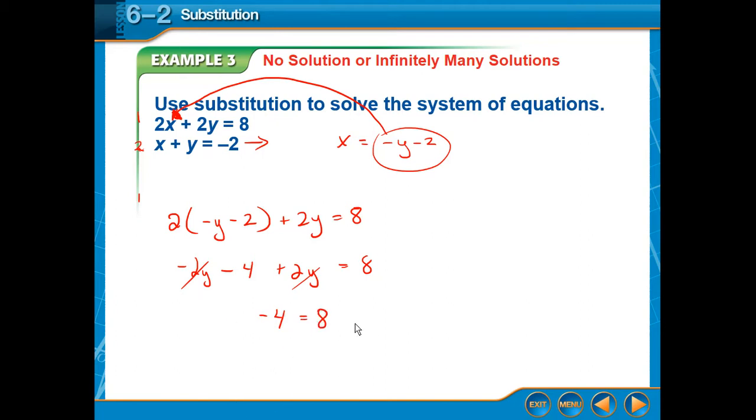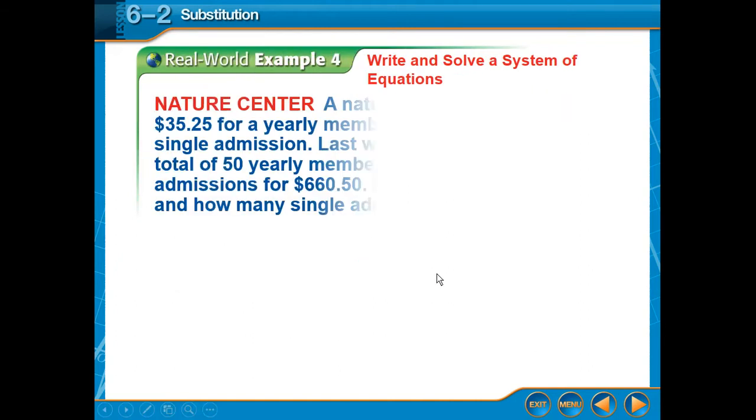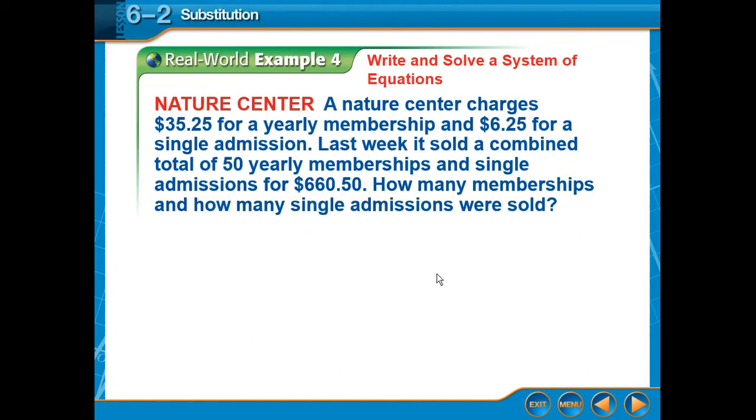If you get down to a statement that is not true, that means that there is no solution. If you had done this and got down to something that says 8 equals 8, that would be infinitely many solutions. So not true, no solution. True, infinitely many. Okay. All right, last one.